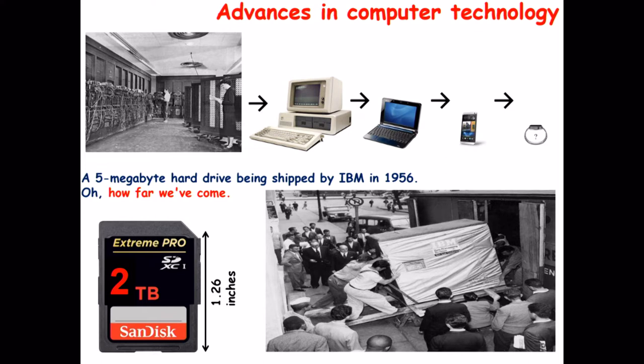They are able to have a device by Intel and now SanDisk, a 1.26 inch device which can store 2 TB. You can see 5 MB with this size and 2 TB in a smaller size, only because of the purification of silicon.